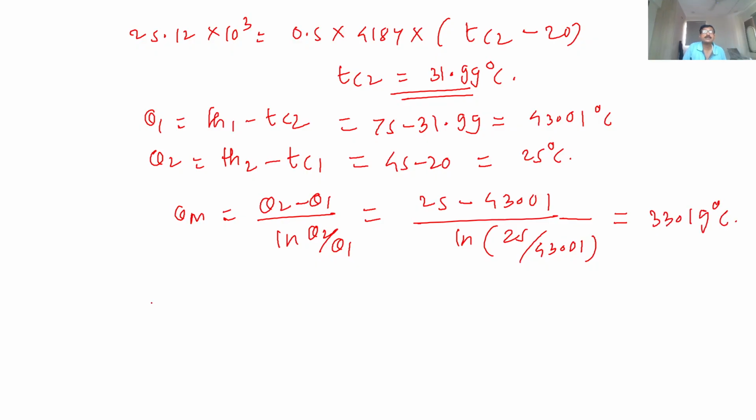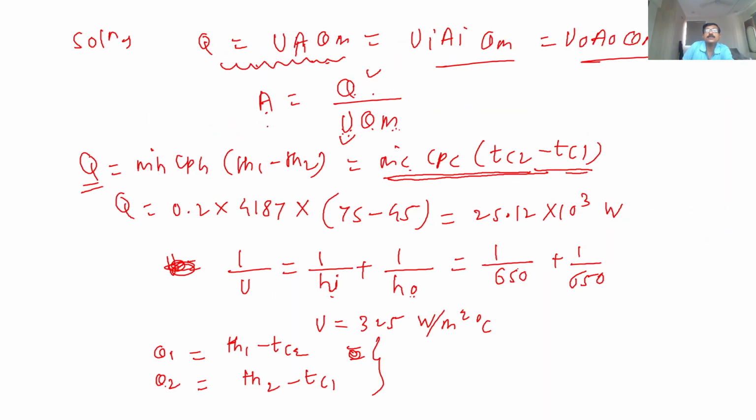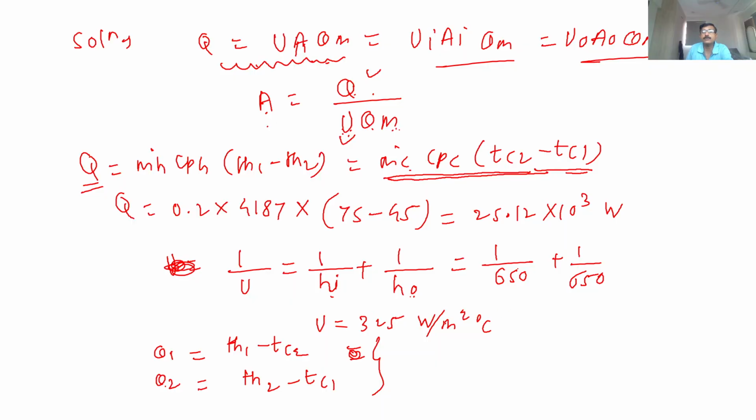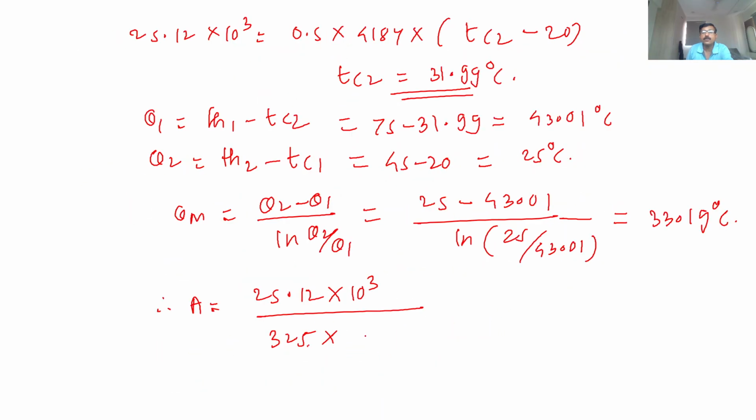33.19 degrees Celsius. Therefore, if I want to calculate area, area is equal to Q divided by U times theta m. Q is 25.12 into 10 raised to 3. U is 325, the overall heat transfer coefficient calculated here. And theta m for counterflow is 33.19. If I calculate this, the answer comes around 2.3278 meter square. So this is the answer.